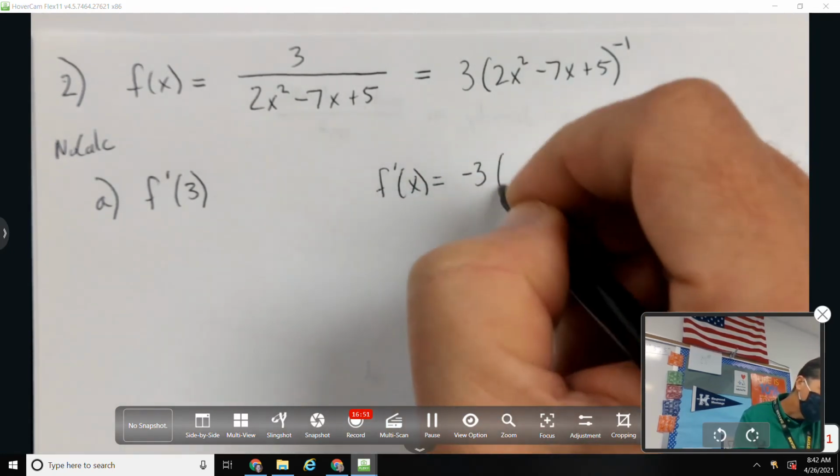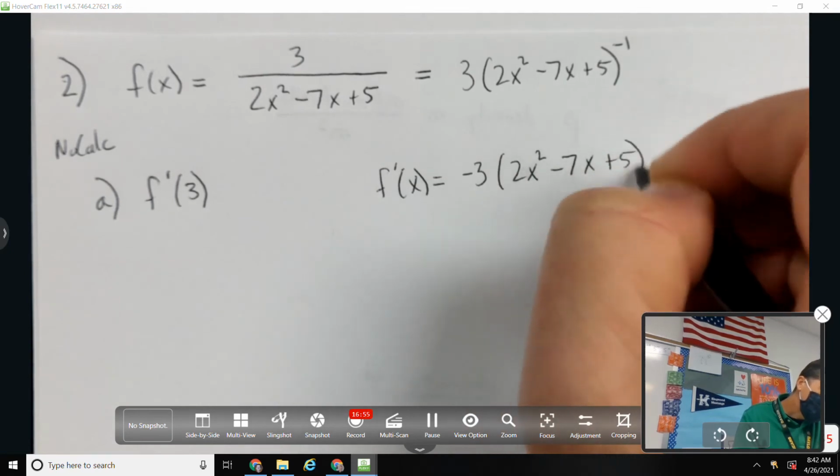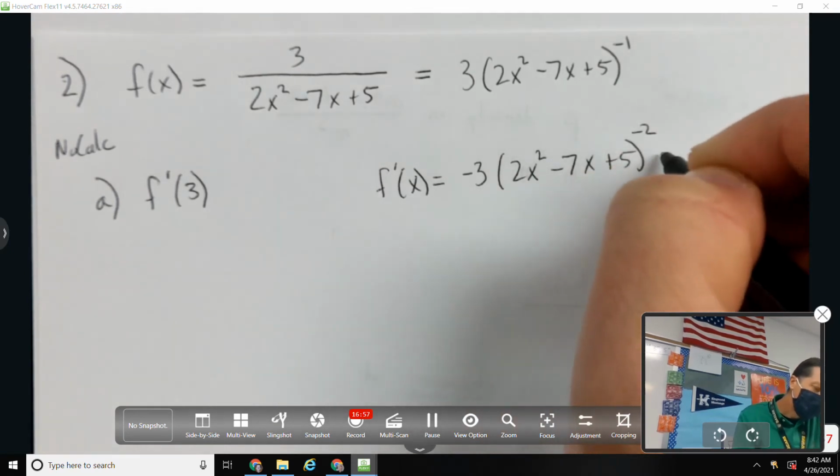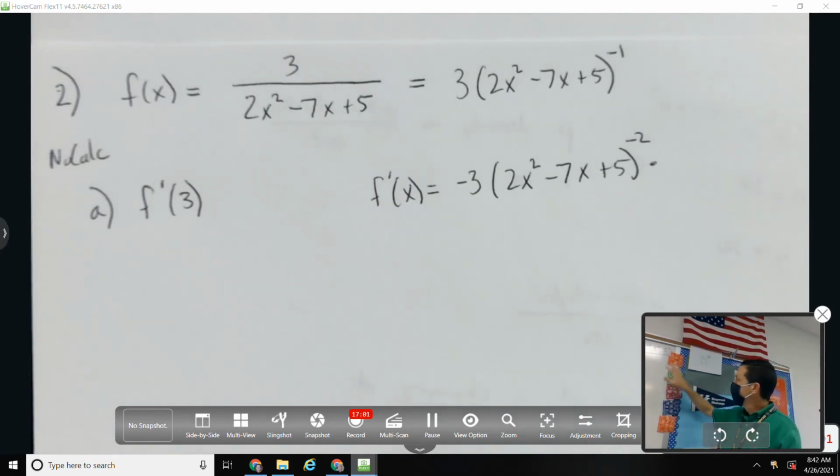So negative 3, 2x squared minus 7x plus 5 to the negative 2 times, what do I have to remember? Chain rule.